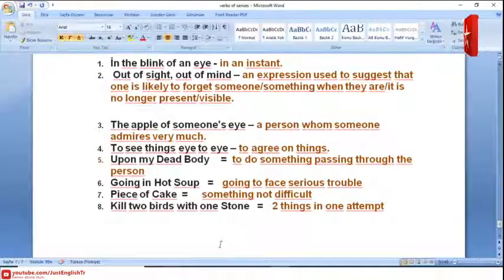Now in this case, she is the apple of Bilal's eye. So the apple of someone's eye is a person whom someone admires very much. I've given you the example of Bilal's girlfriend. It means that he admires his girlfriend very much. Alright? Yeah, could you give an example about that? Great.